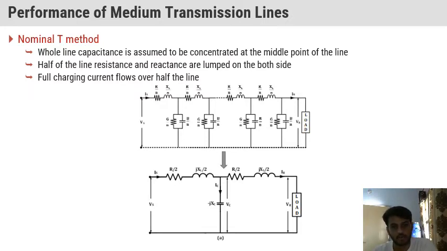Because this is the sending end, all the current flows from here to charge this capacitance, since after that there is no capacitive component. So the full charging current flows through this half.